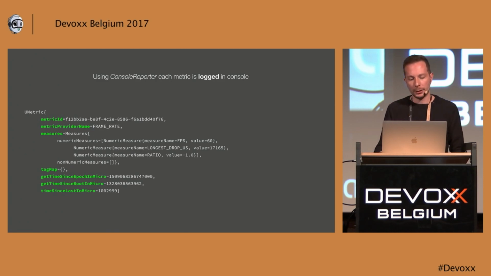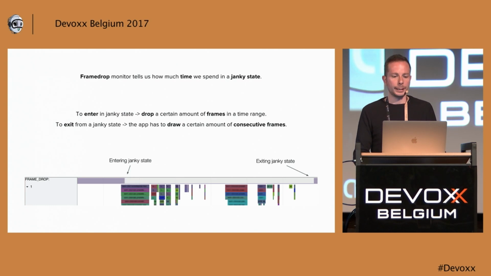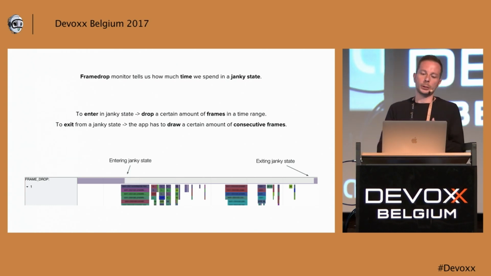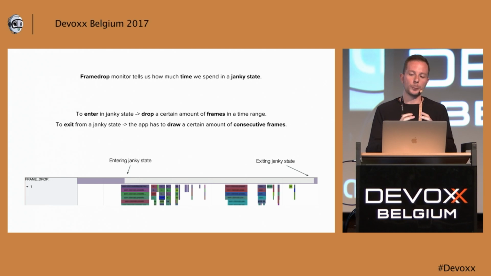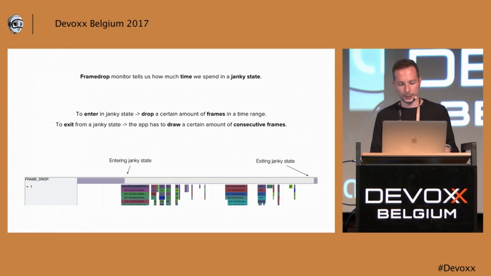This is what a metric basically contains: an ID again, the name of the metric, and an array of measures. For example, frame rate, what was the longest drop between the different frames, tags, and then when the metric was actually measured. I was mentioning before the frame drop monitor that tells us how much time we spend in a junk state. And I mentioned this before. It's basically we drop a certain amount of frames in a time range, and then to exit the junk state, basically we have to draw again a certain amount of consecutive frames.